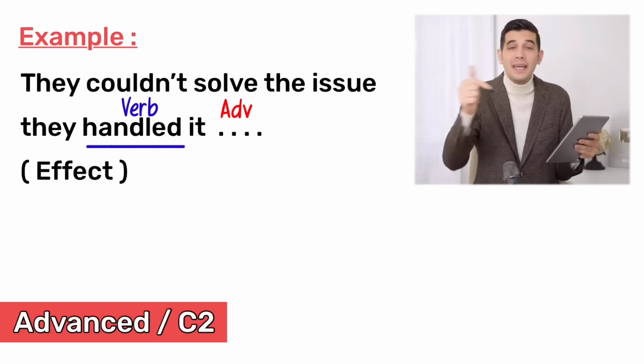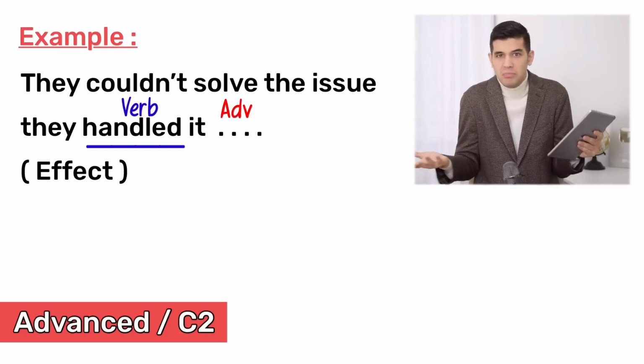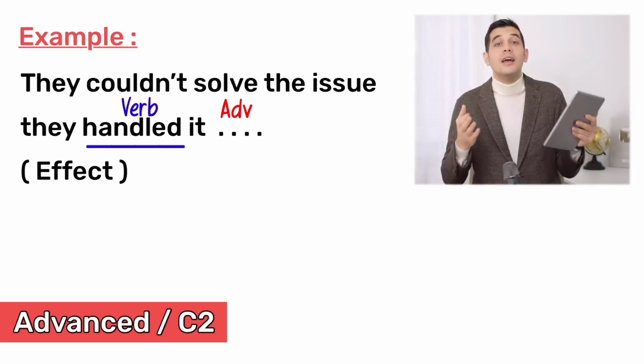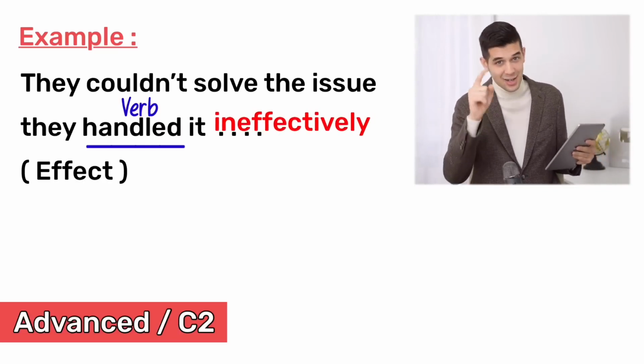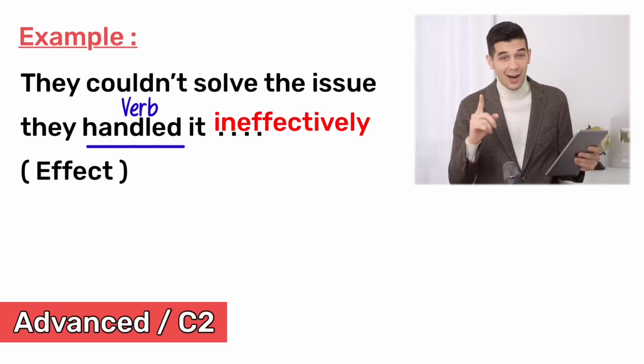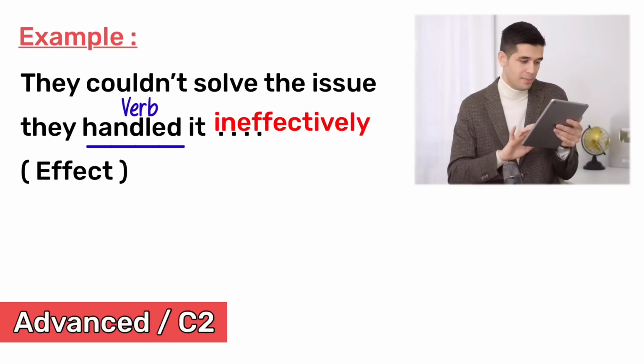Why? Look at the beginning of the sentence. They couldn't solve it. If they couldn't solve it, then it couldn't have been effective, right? What is the negative of effectively? Ineffectively. That is the correct answer. That was an example of use of English. Now let's get to question 6, the first question of C2.